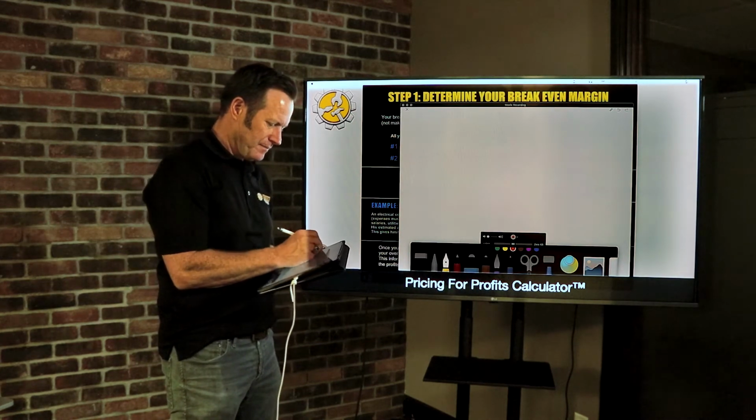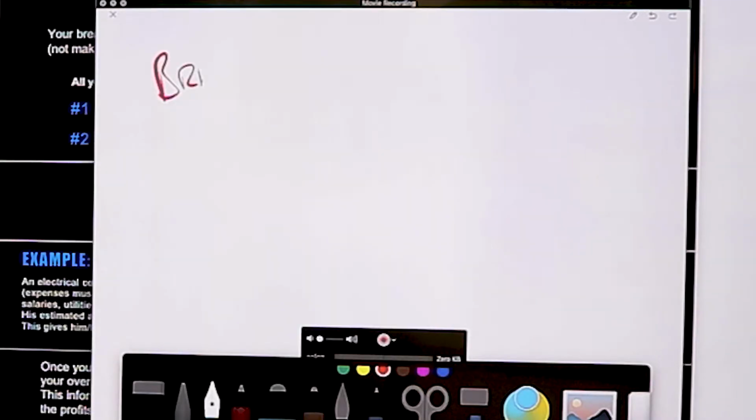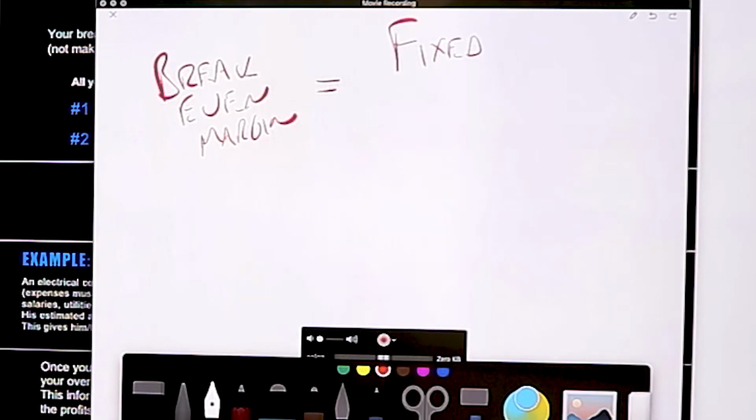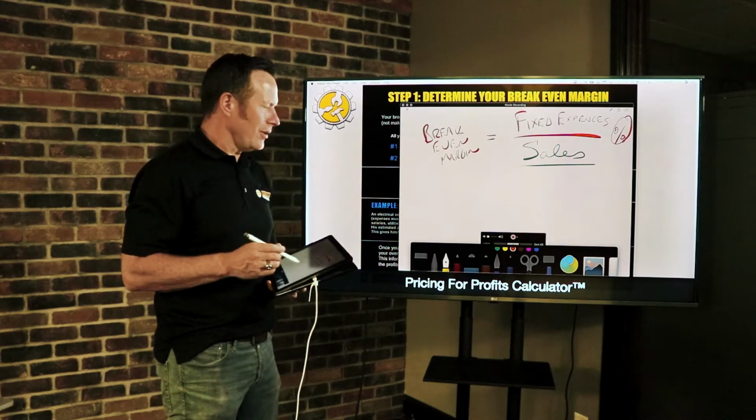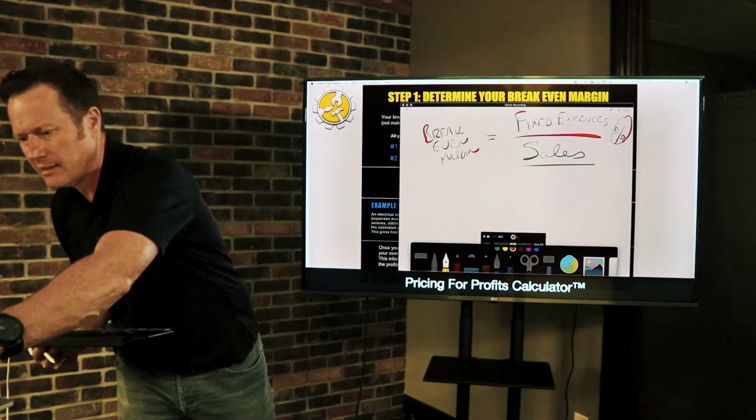So break-even margin is equal to, again, it's a formula, is equal to what? Your fixed expenses, like we just talked about, okay, divided by what? Your sales. Now, why does it work that way? Because we're looking to find out what is the break-even percentage that we've got to put in our quotes to ensure that we're covering off all those expenses that we got to pay for regardless of us getting a job.